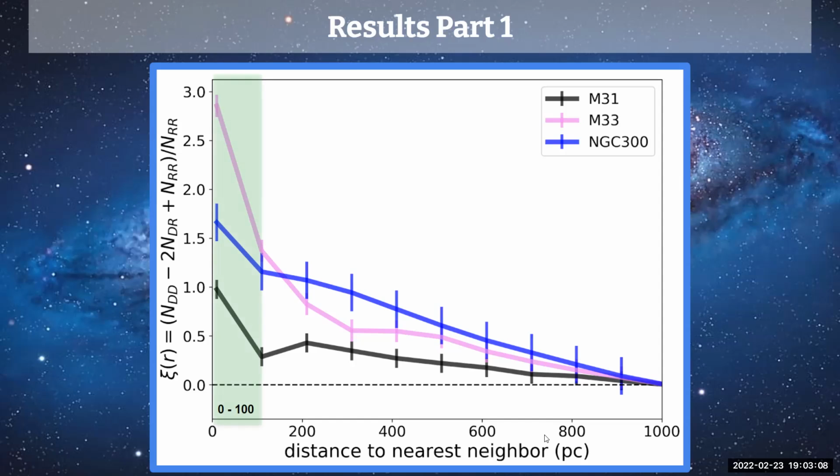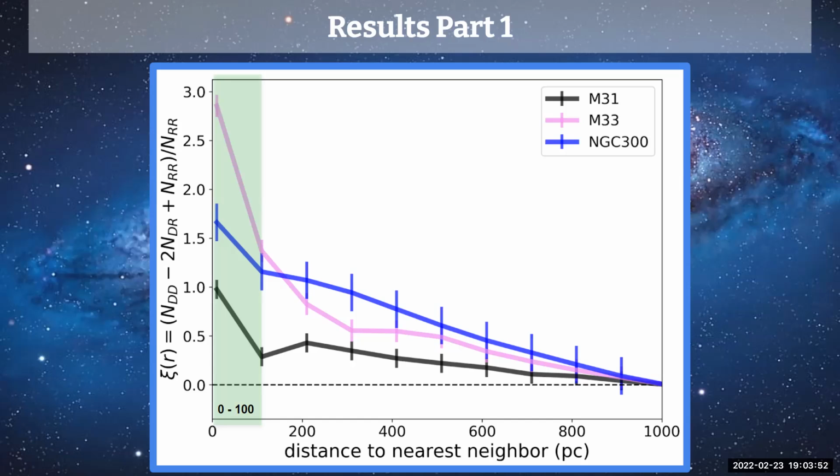The M31 black line, the innermost bin, has a xi of about 1. What that means is that you're twice as likely to find a young star cluster near a high-mass X-ray binary compared to random chance. For NGC 300, the peak is at 1.6, so you're 2.6 times as likely to observe these sources close together. And M33 is 4 times as likely. In the innermost bin, the observed clustering xi between high-mass X-ray binaries and young star clusters is greater than 8 sigma above the value expected for no correlation in all three galaxies.